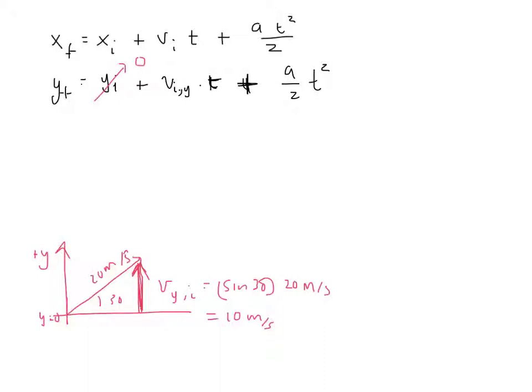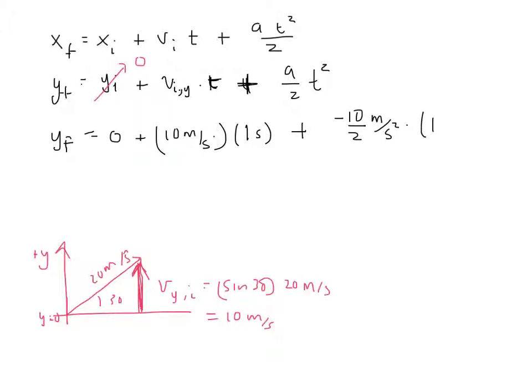And so we've got that the final height, y final, is equal to 0 plus 10 meters per second times the time of flight, which is 1 second, plus negative 10 over 2 meters per second squared times 1 second squared. So let's make sure we take care of the units. Second squared here, 1 second squared here. Seconds drops out. Our answer should be in meters. That's what we have left.